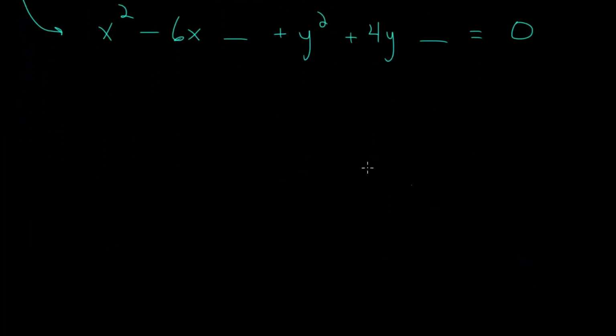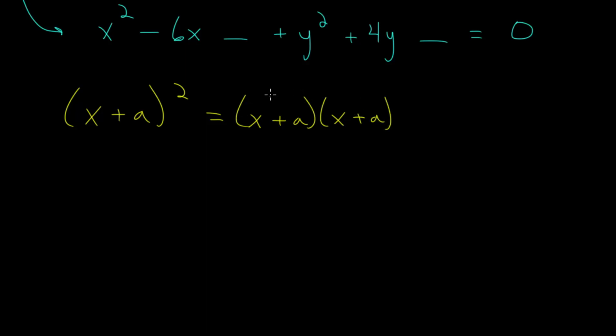We just need to remember the formula for a perfect square. Let's say we have (x plus a) squared, and if we multiply this out, we write (x plus a) multiplied by (x plus a), and then use distribution to actually multiply this out. We would get x squared plus ax plus ax, or just 2ax, plus a squared.